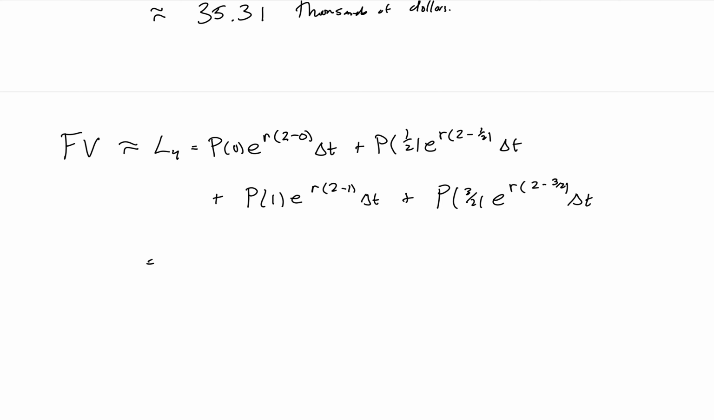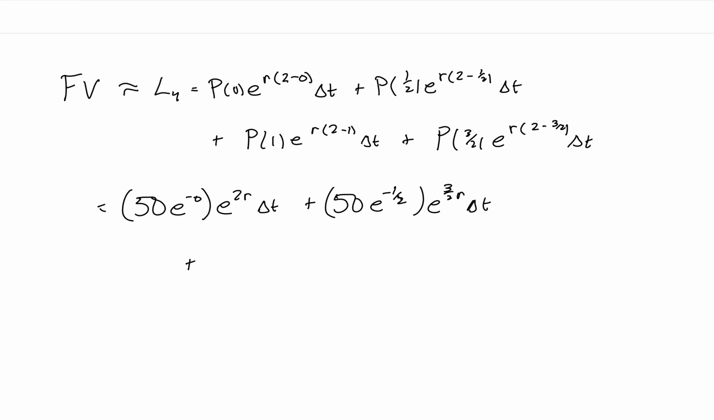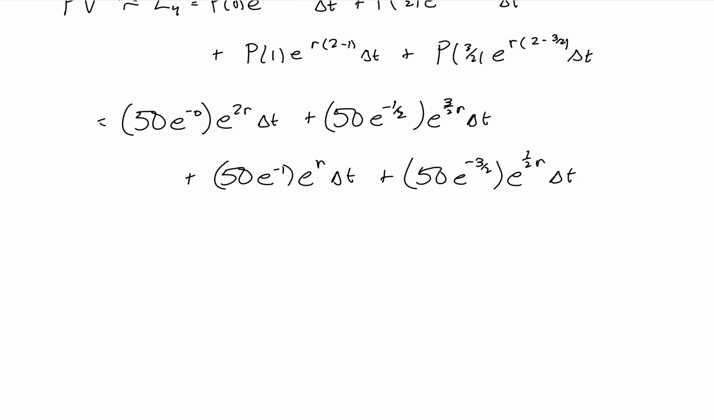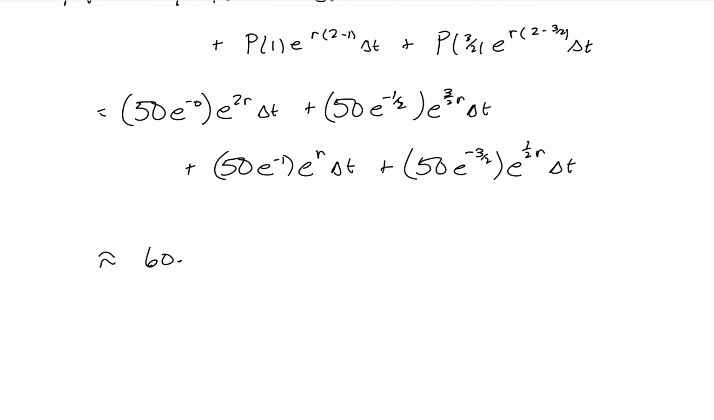And we can just fill all of these in, and so this is 50, and then I have e to the 0, maybe let's just fill it all in. So this is 50 e to the minus 0, and then I have e to the 2r delta t plus 50 e to the minus 1/2 e to the 3/2 r delta t plus 50 e to the minus 1 e to the r delta t plus 50 e to the minus 3/2 e to the 1/2 r delta t. And then if we fill all of that in, this gives me about 60.29 thousands of dollars.